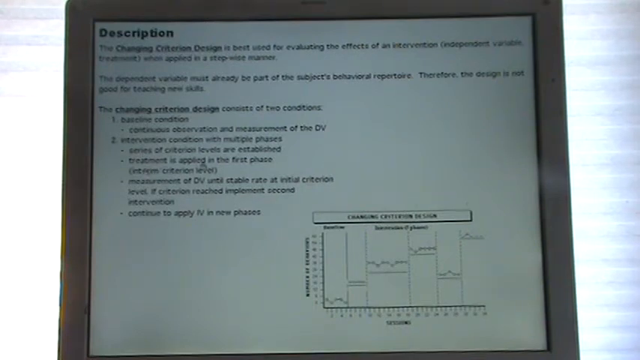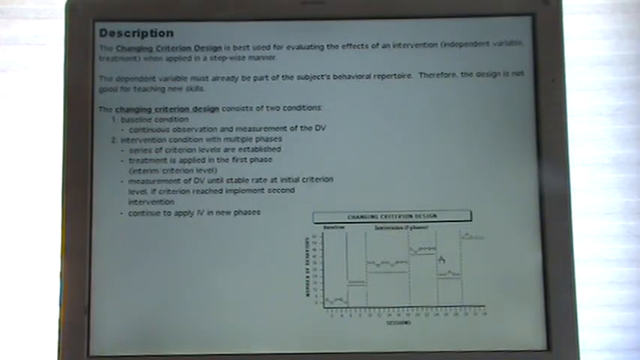The treatment is applied in the first phase, so it begins here, positive reinforcement, with measurement of the dependent variable until it is stable at the rate of the initial criterion. So we set the initial criterion at this rate and it's stabilized, and then we continue on. We change the criterion again, and we continue with the intervention, and it is stabilized at that level. Then we change the criterion again, and it is stabilized.